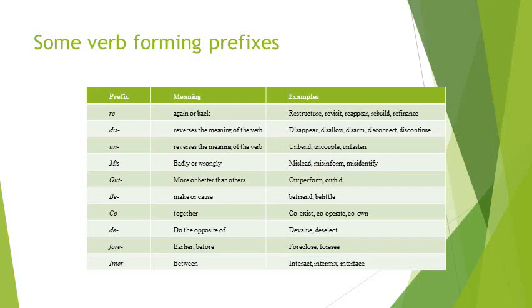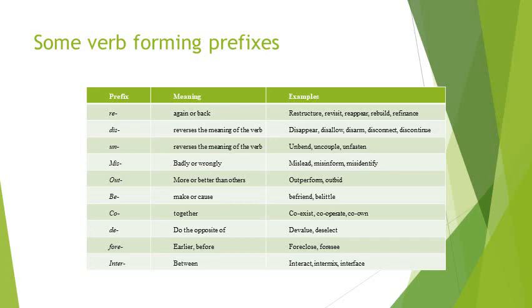DIS reverses the meaning of the verb. So we have it occurring in words like disappear, disallow, disarm, disconnect, and discontinue. You will notice that in the words I just read out, DIS occurs before all of these words. These are the prefixes that appear right in front of the free morphemes appear, allow, arm, connect, and continue.